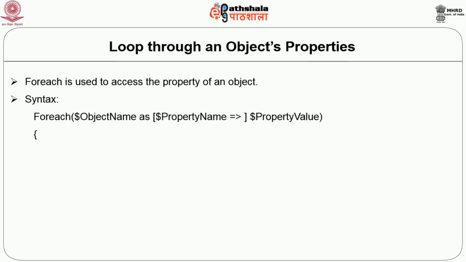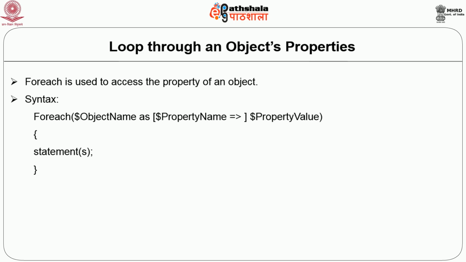The general syntax is foreach, then in parentheses you write the object name as, optionally key, then the arrow operator, which is the assignment operator and greater than symbol combined without space, this is optional, and the property value, and then you can write the statement. Let's take one example for this foreach loop.